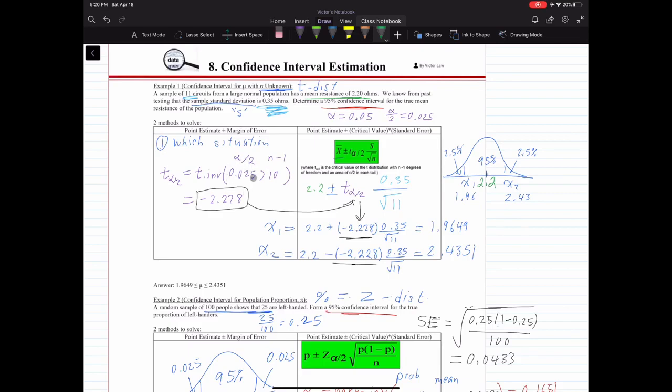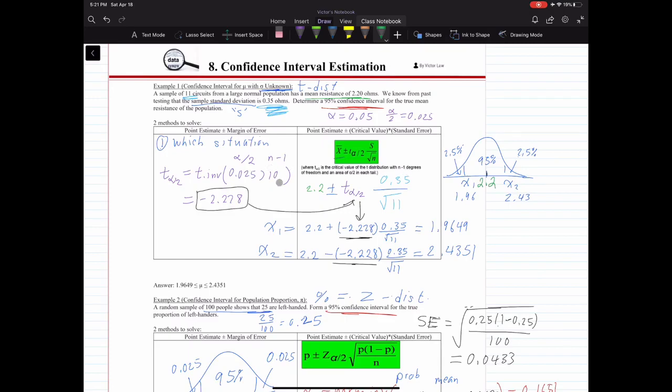And then your degree of freedom is n minus 1. So n is 11, so 11 minus 1 will give you 10. So that's how we get the degree of freedom, n minus 1. So again, the t critical asks you for two variables. The first variable is your probability, which is your alpha over 2. That is your probability to the left of x1, the 2.5%. And then your degree of freedom is n minus 1.